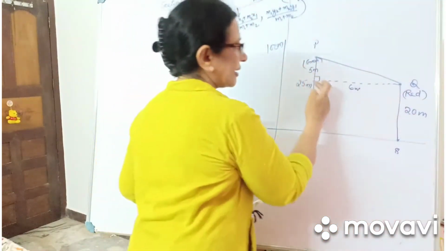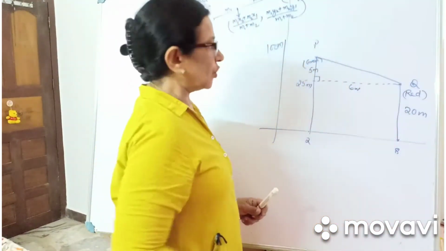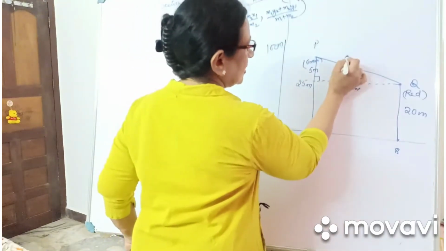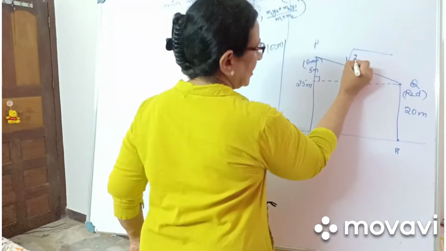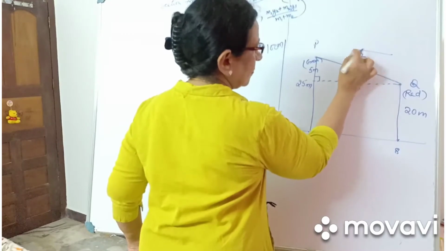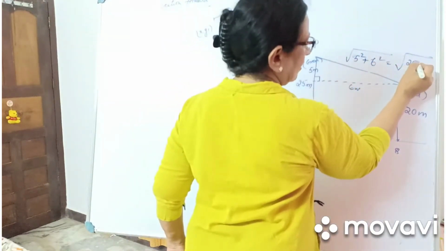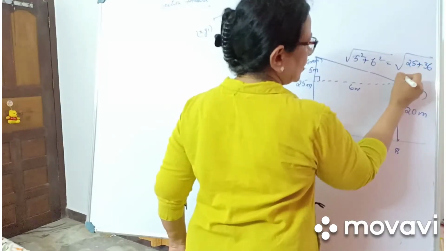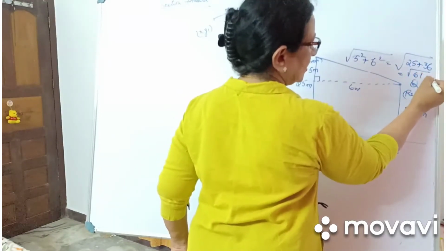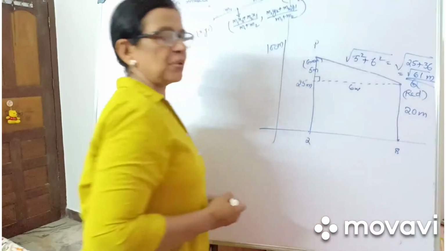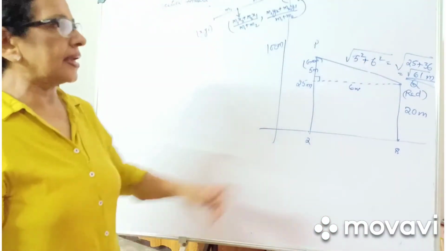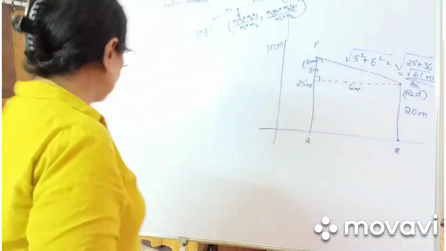Now this is a right triangle. You can apply Pythagoras theorem. So what is the distance? This will be root of 5 square plus 6 square, that is equal to root of 25 plus 36, which is equal to root of 61 meters. So what is the distance between the green flag and the red flag? It is root of 61 meters.